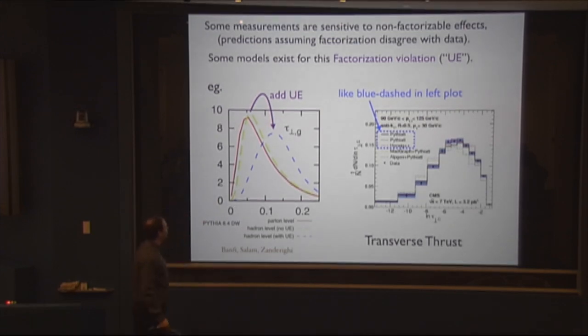It's something called transverse thrust. But basically, the theoretical predictions take curves that look like this, and they move them over to curves that look like this blue dashed line once you add non-factorizable effects, which are generically called underlying event, or I'll just call it UE. So if you add these UE effects, you model it. It's not coming directly from a quantum field theory prediction. You get these blue curves.